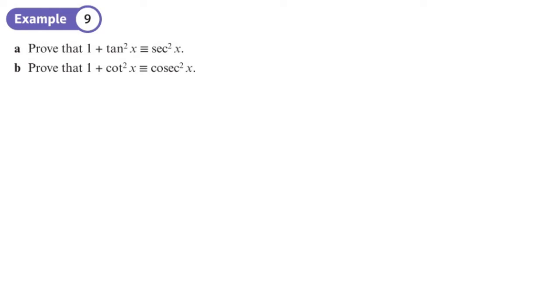Okay, so first one, prove that 1 plus tan squared is sec squared. So we're just doing the working from what we had, sine squared plus cos squared is 1. So what we're going to do, sort that squared out, we're going to divide everything by cos squared. So if I just write it here, divide everything by cos squared.